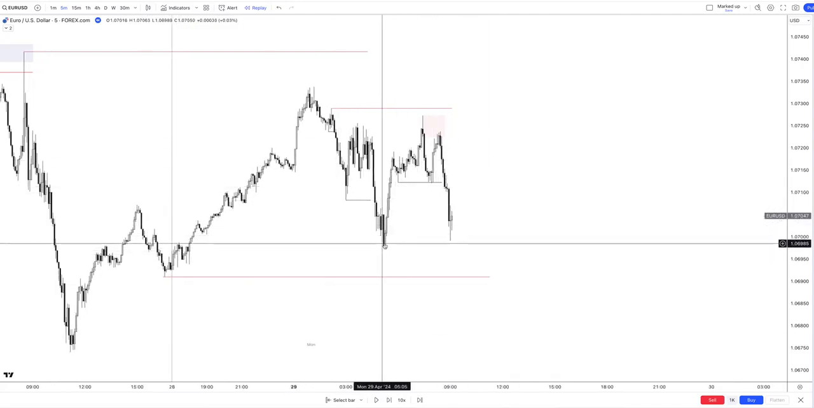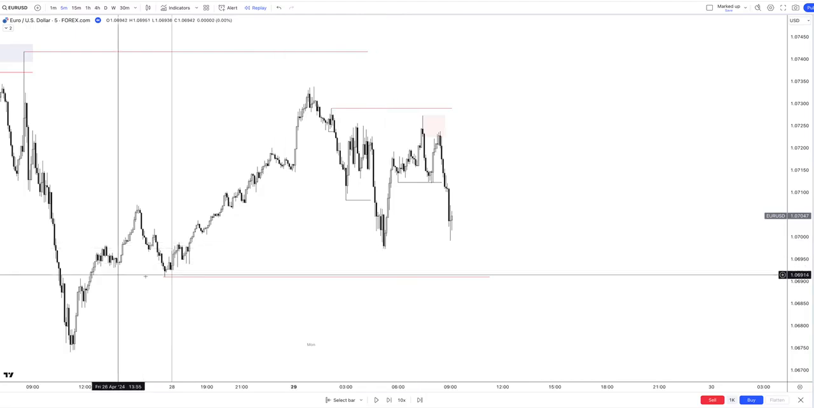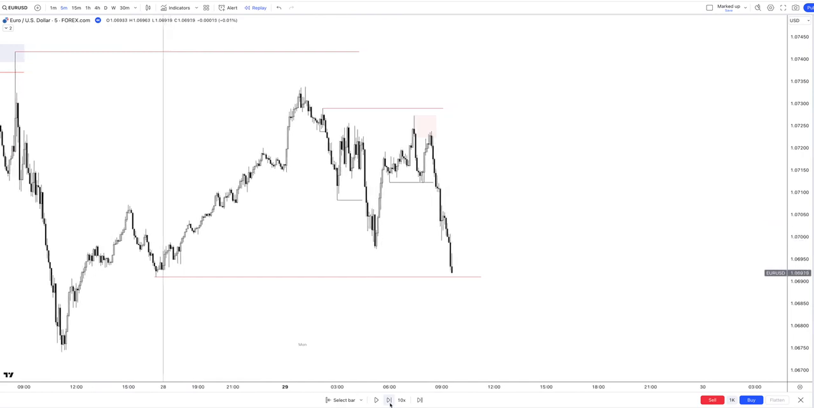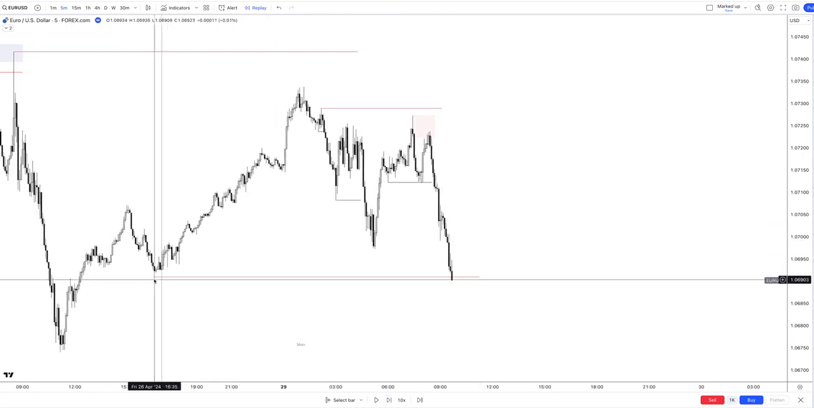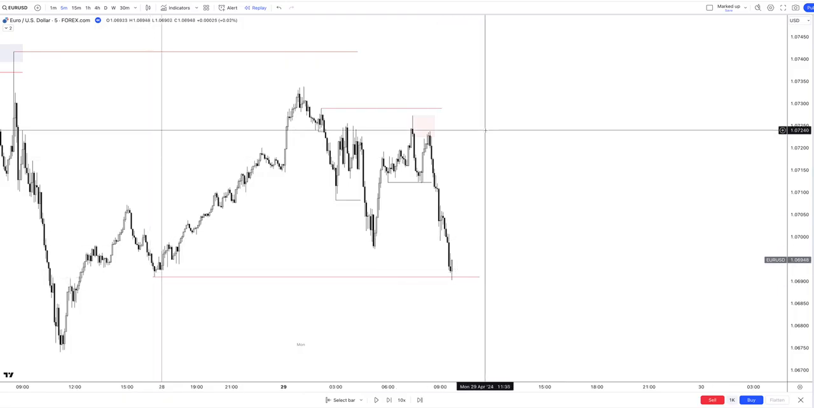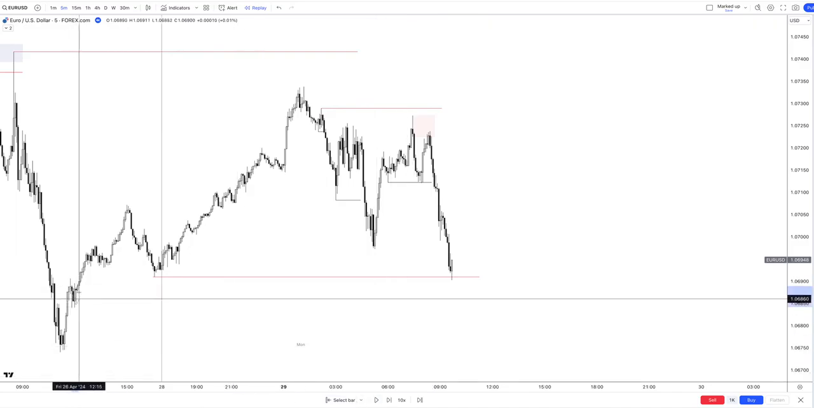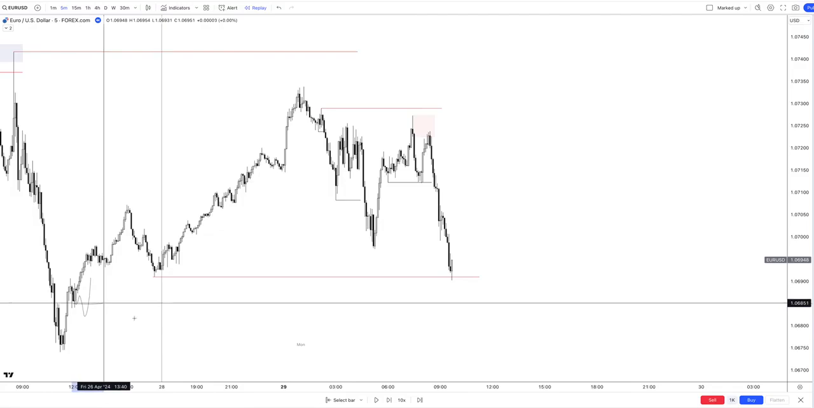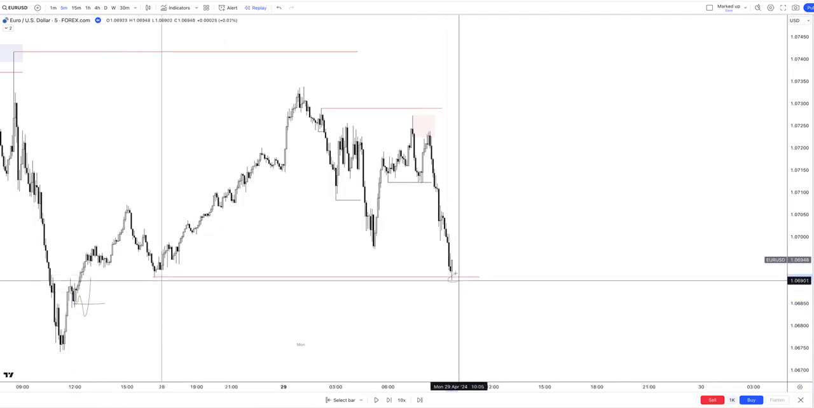Perfect. Don't forget, what did London do? London engineered liquidity at the low to the left-hand side. So let's keep an eye on this low over here. Now that we have ran it, how can we be involved in a move back to the upside if it occurs? Well, if I wanted to take an entry, I would need to have some sort of liquidity block over here, and I would have taken the buy here.